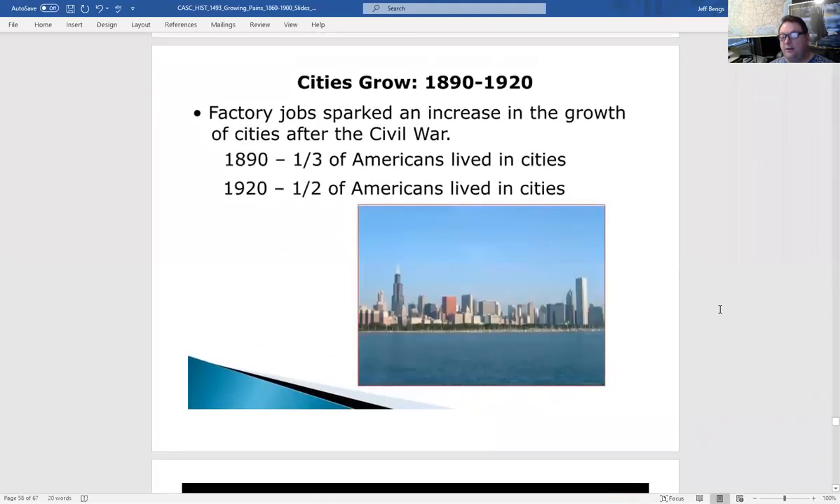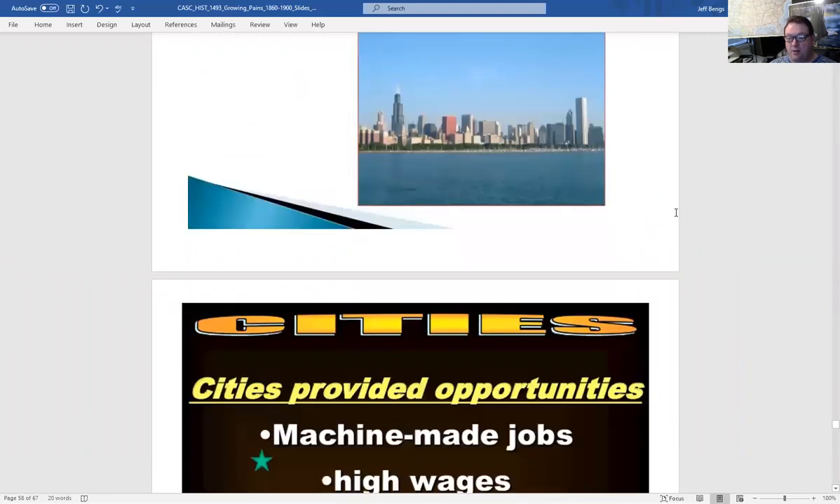Here's another slide that gives you an idea of how the population of cities was increasing. In 1890, 33% of Americans. In 1920, 50% of Americans lived in the United States. That's 100 years ago. Factory jobs sparked an increase. We talked about that, the Industrial Revolution.